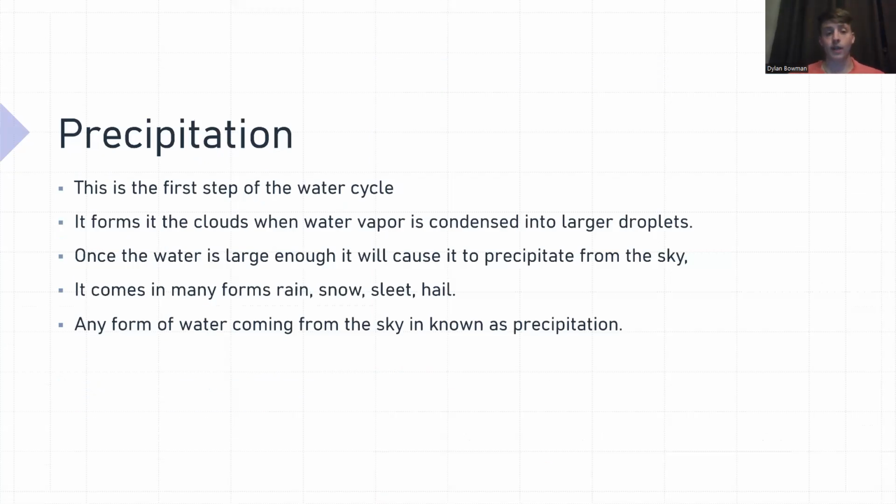Precipitation. This is the first step of the water cycle. It forms in the clouds when water vapor is condensed into larger droplets. Once the water is large enough, it will precipitate from the sky. It comes in many forms: rain, snow, sleet, hail. Any form of water that's coming from the sky is known as precipitation.